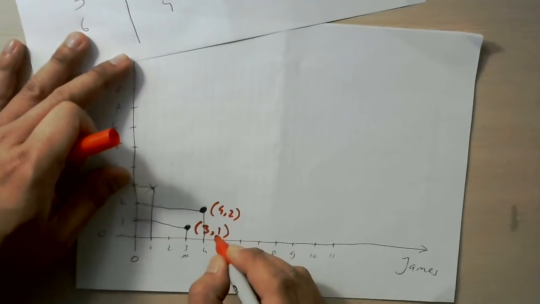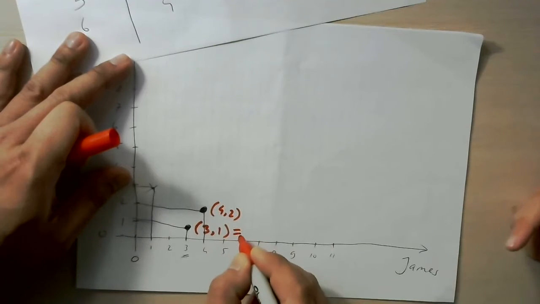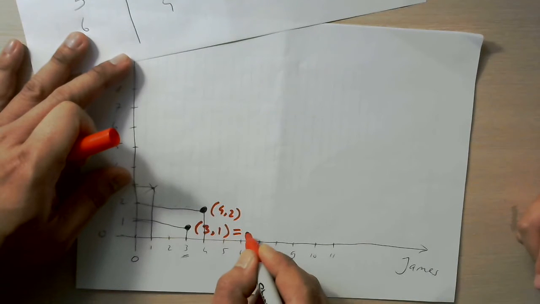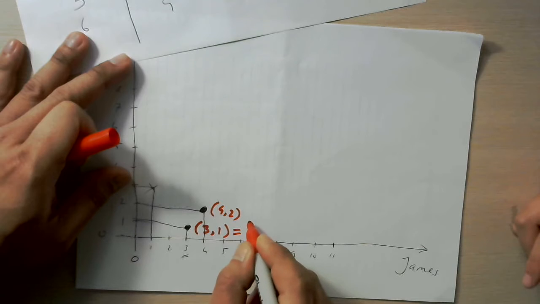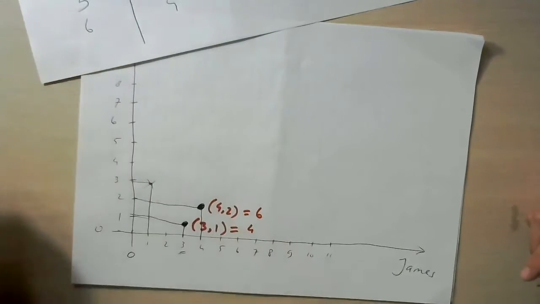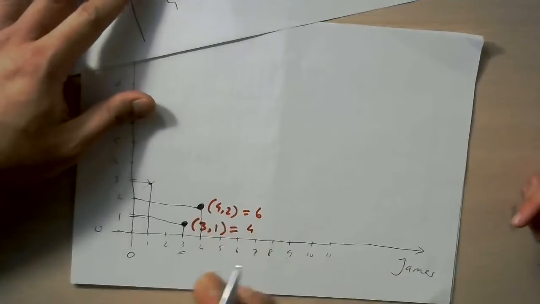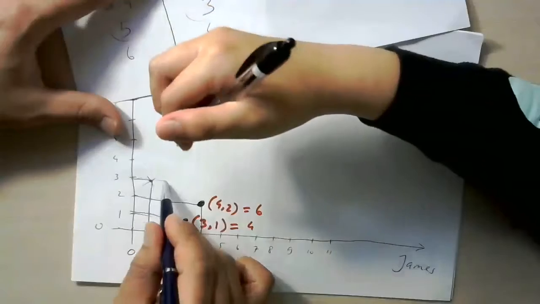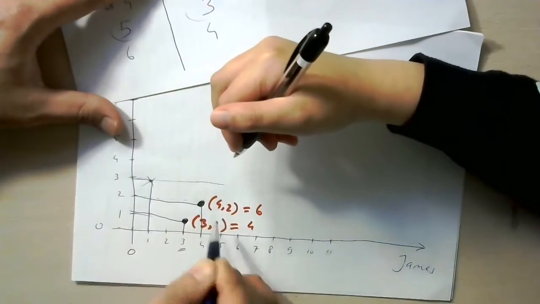Now from these numbers, you can add the total. Basically, this is the total age of James and Mark. For example, 3 and 1 give you 4, and this gives you 6. So now let's complete the other points, according to the table that we had here. 5 and 3. So here we have 5 and 3.